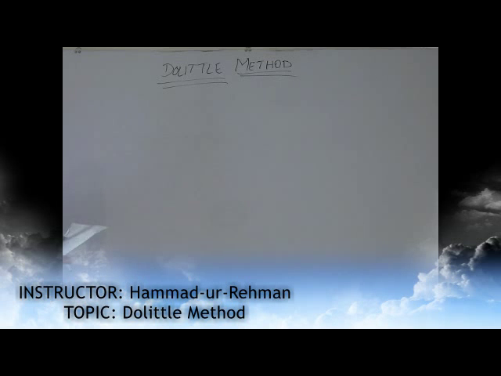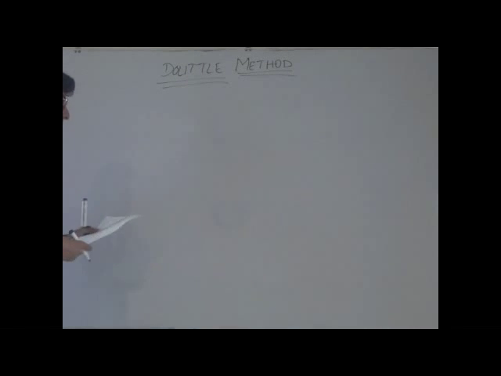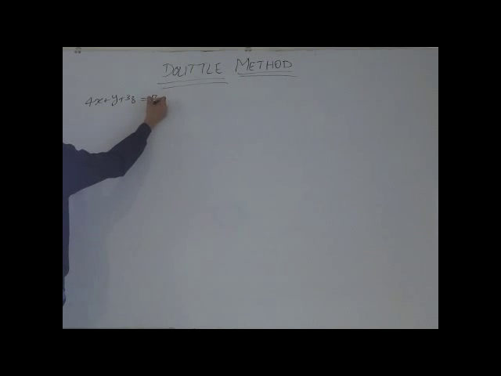So this is going to be the Crout method. This method is used to solve simultaneous linear equations. The set of equations we have is x minus y plus az equals 1.